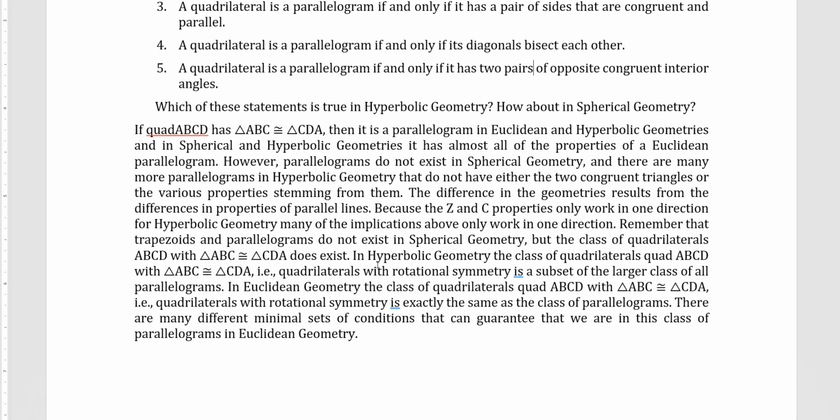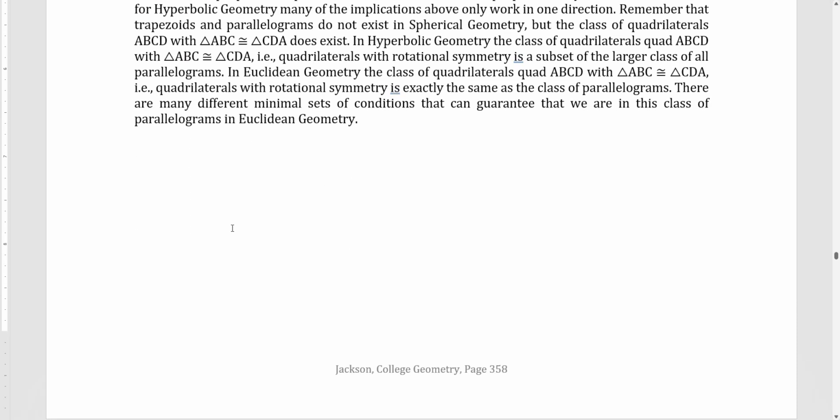In hyperbolic geometry, the classic quadrilaterals ABCD with triangle ABC congruent to triangle CDA, in other words, quadrilaterals with rotational symmetry, are a subset of the larger class of all parallelograms. That's in hyperbolic geometry. However, in Euclidean geometry, the class of quadrilaterals ABCD with triangle ABC congruent to triangle CDA, the ones with rotational symmetry, turns out to be exactly the same as the class of parallelograms. And there are many different minimal sets of conditions that can guarantee we're in the class of parallelograms in Euclidean geometry.